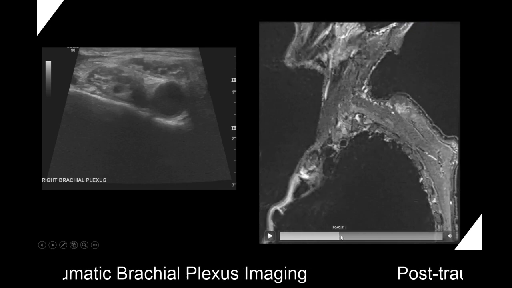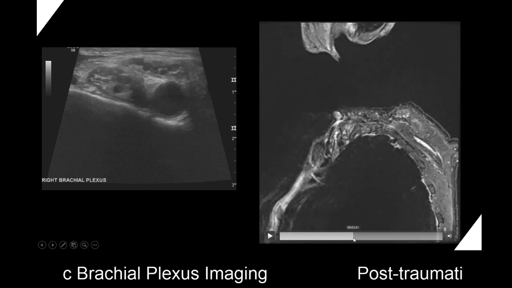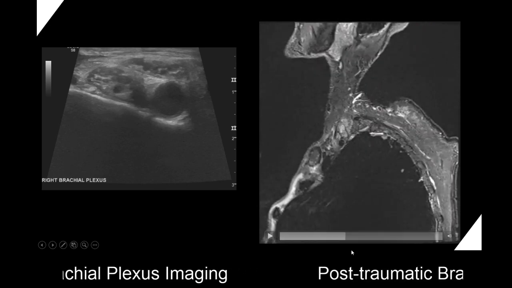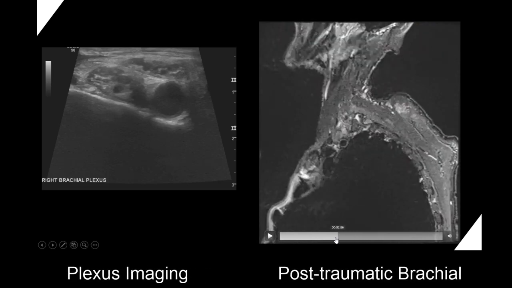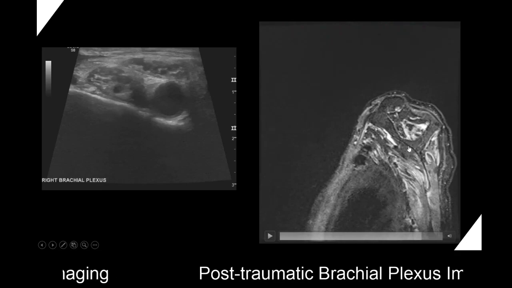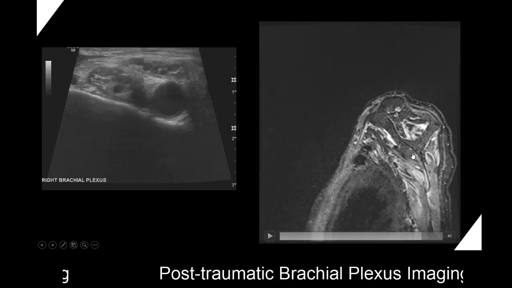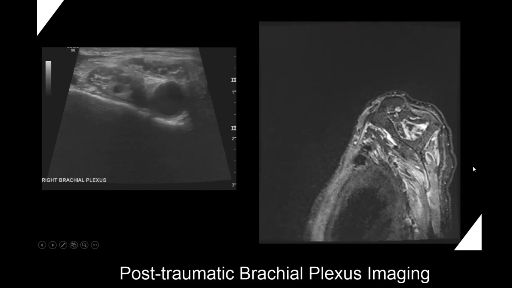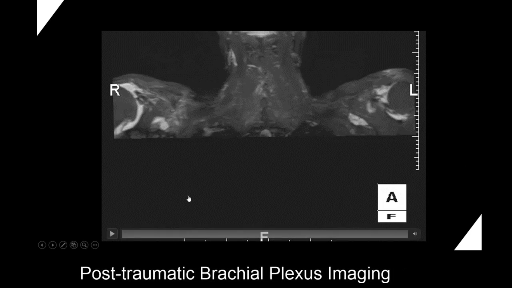Transections of C5, C6, C7, and C8. T1 we can follow here, coming across the apex right there. We see denervation changes in the shoulder girdle. However, this patient has a full-thickness rotator cuff tear, so it's a little bit difficult to tell which came first.